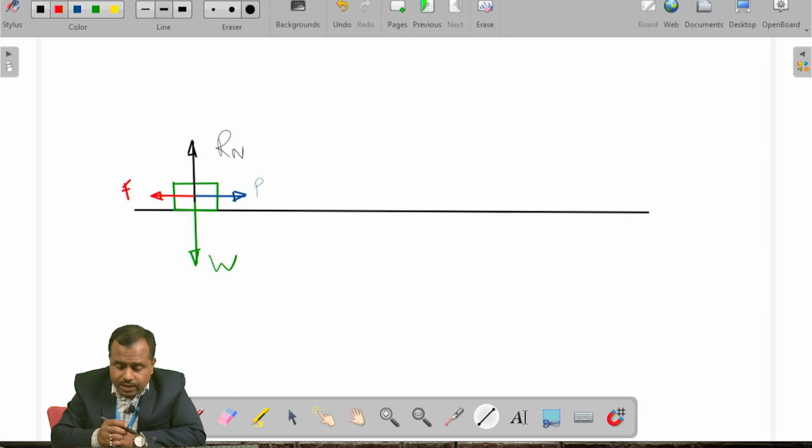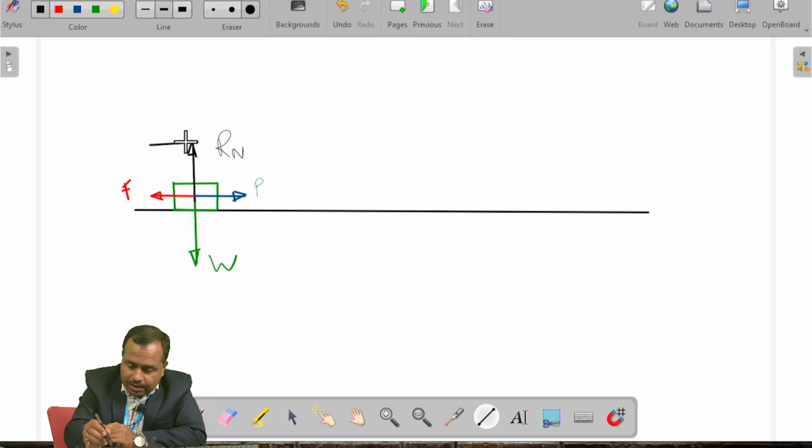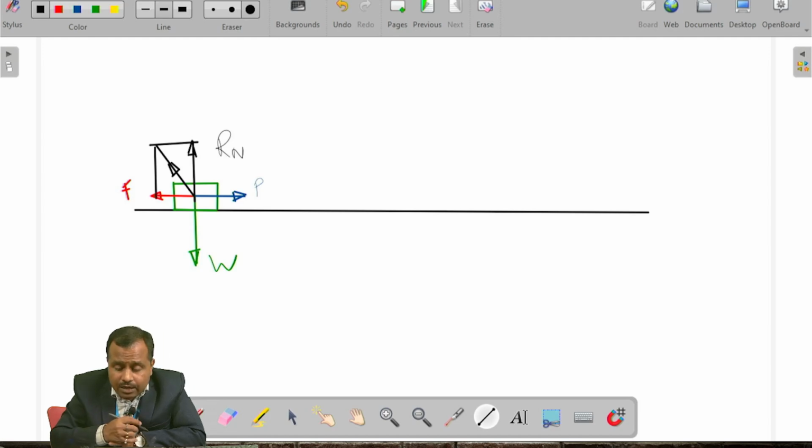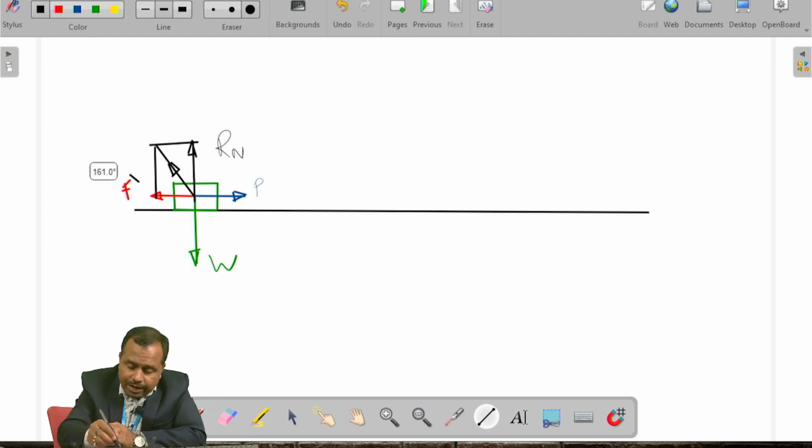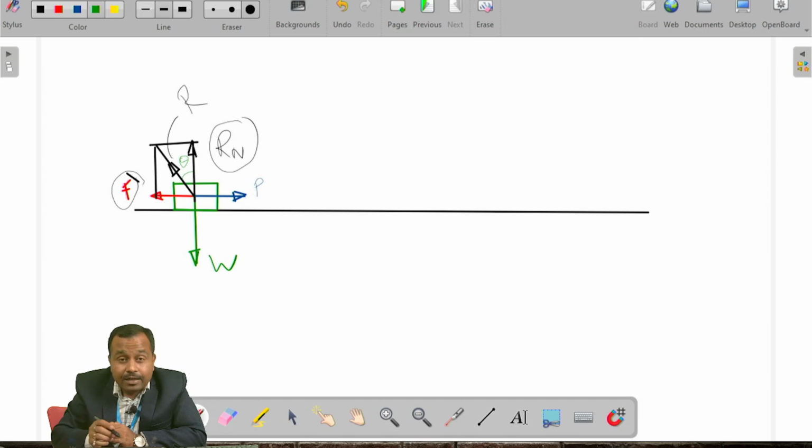So here what I will do, I will complete this particular box and I will draw a diagonal line, which is going to represent the resultant of this particular force F and this normal reaction Rn. So this is the resultant, and consider this is the angle theta which is made by the resultant.